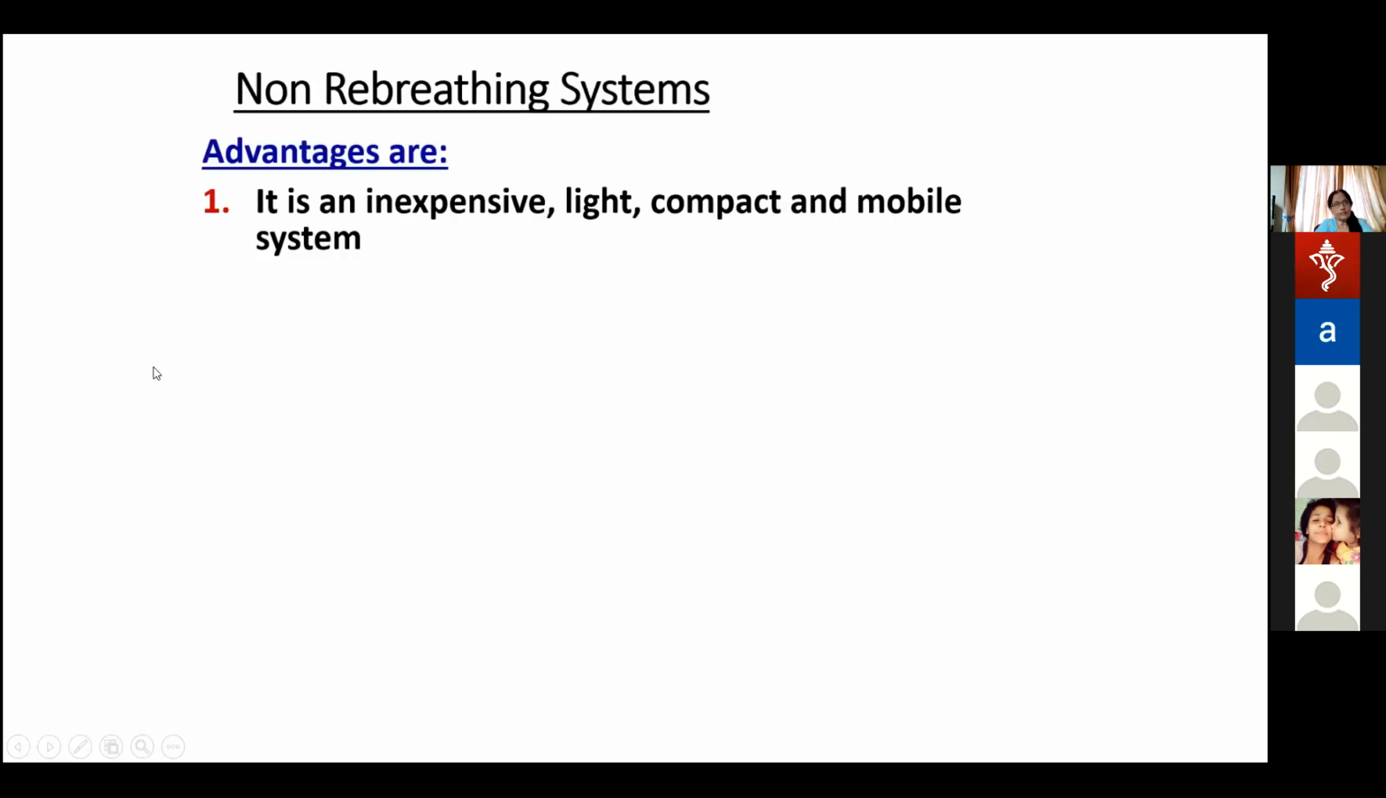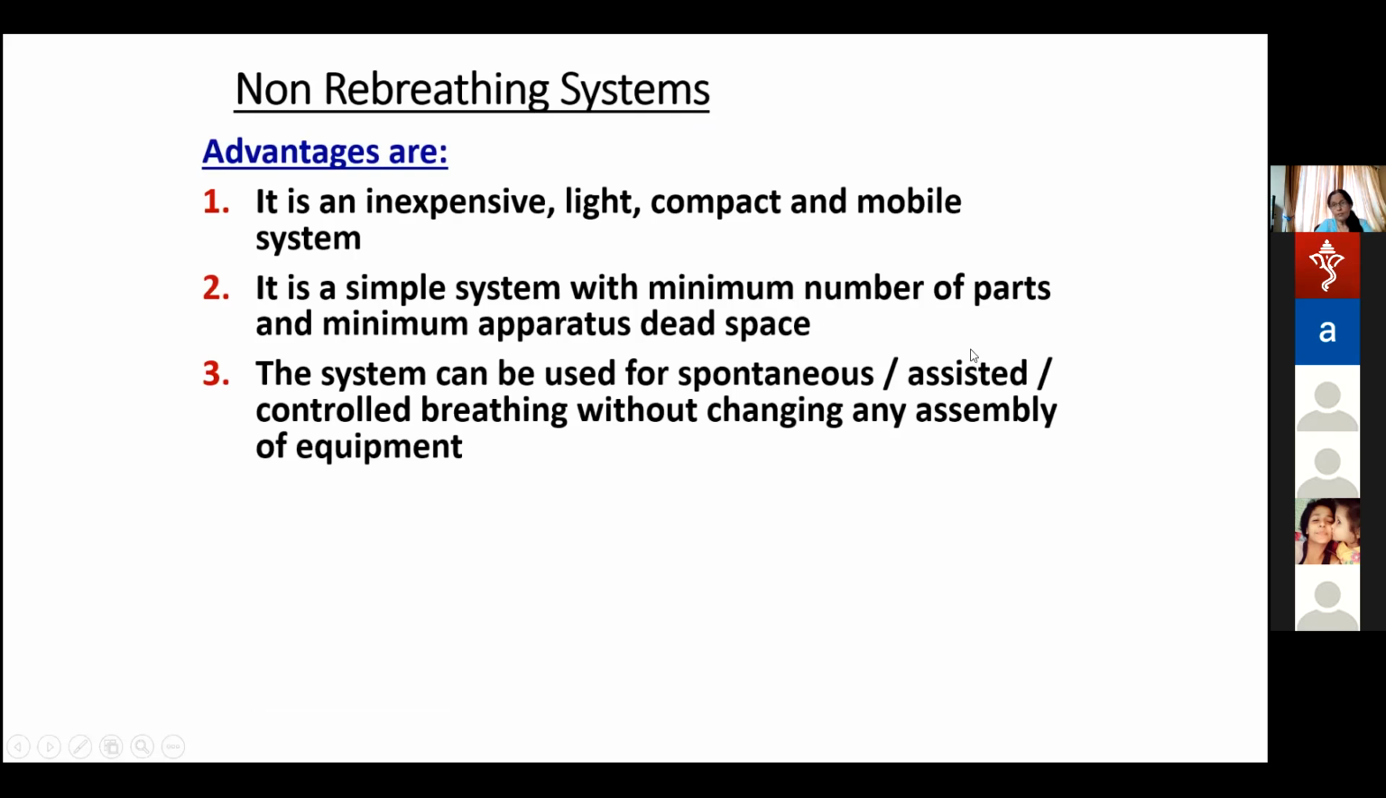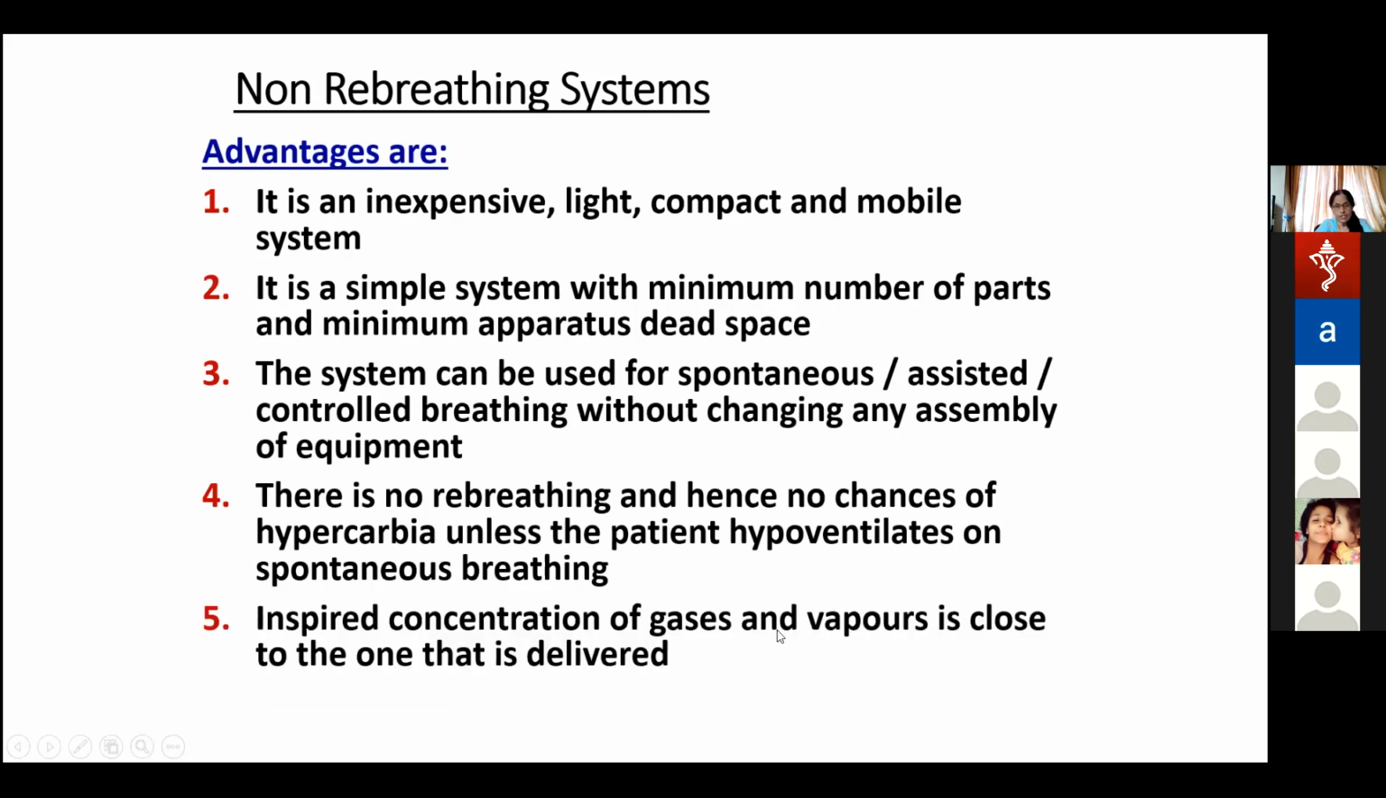Now, what are the advantages of a non-rebreathing valve? It's an inexpensive, light, compact, and mobile system. It's a simple system with a minimum number of parts and minimum alveolar dead space. The system can be used for spontaneous, assisted, or controlled breathing without changing any assembly of the equipment. There is no rebreathing and hence no chance of hypercarbia, unless the patient hypoventilates on spontaneous breathing because he is in a deeper plane of anesthesia. Inspired concentration of gases and vapors is close to what you have set.